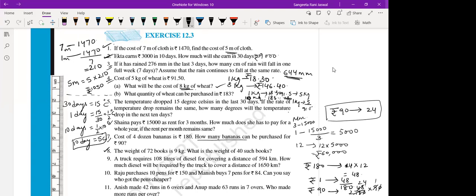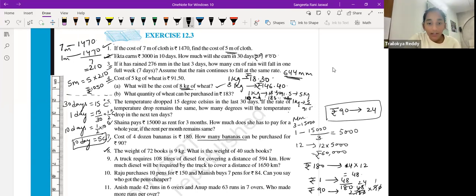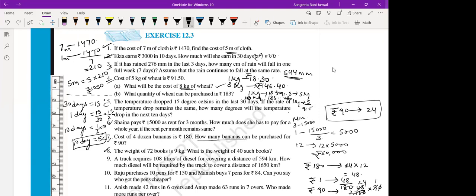Okay, let's do Trilokya, you read question number 8. Okay, ma'am. The weight of 72 books is 9 kgs. What is the weight of 40 such books? So the weight of 72 books is given as 9 kgs. So we are asked to find the weight. So that means 72 books weigh 9 kgs. So the weight of one book is how much? 9 by 72 kgs.